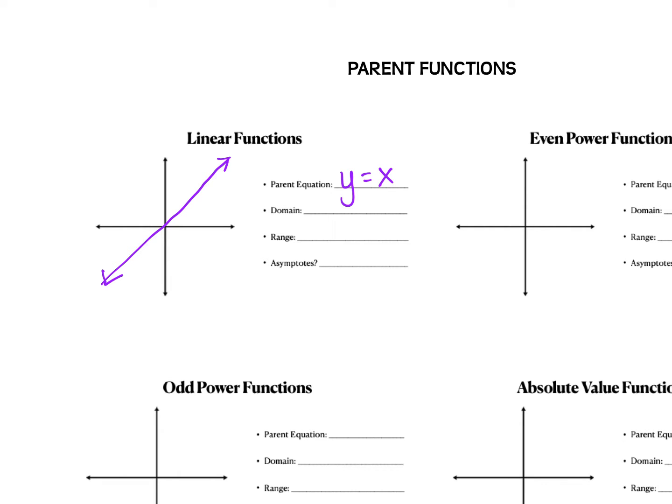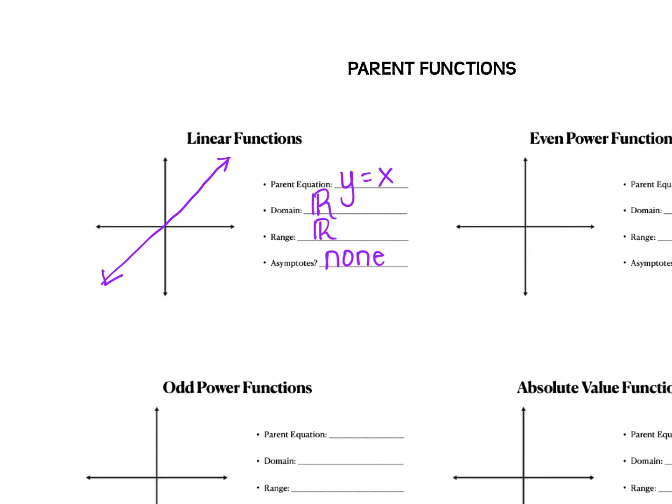This function, you'll notice, spreads out forever, left to right. It also goes forever up and down. So it covers the entire graph, left, right, up, and down. And so that means the domain is all real numbers and the range is all real numbers. And this is a very boring function. There's no breaks in it. There's no asymptotes. So I'm just going to say none here.